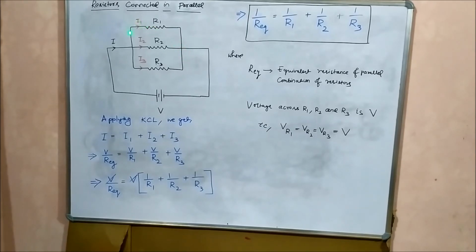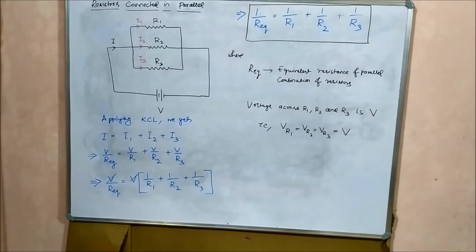That is why I have used the terms left and right ends, so that you can say that all the left ends are connected at one common point, all the right ends are connected at one common point, and those two common points are connected across a voltage source. Similarly, in series connection, the right end of R1 is connected to the left end of R2, the right end of R2 is connected to the left end of R3, and so on. So we can say that this resistor combination is in series.